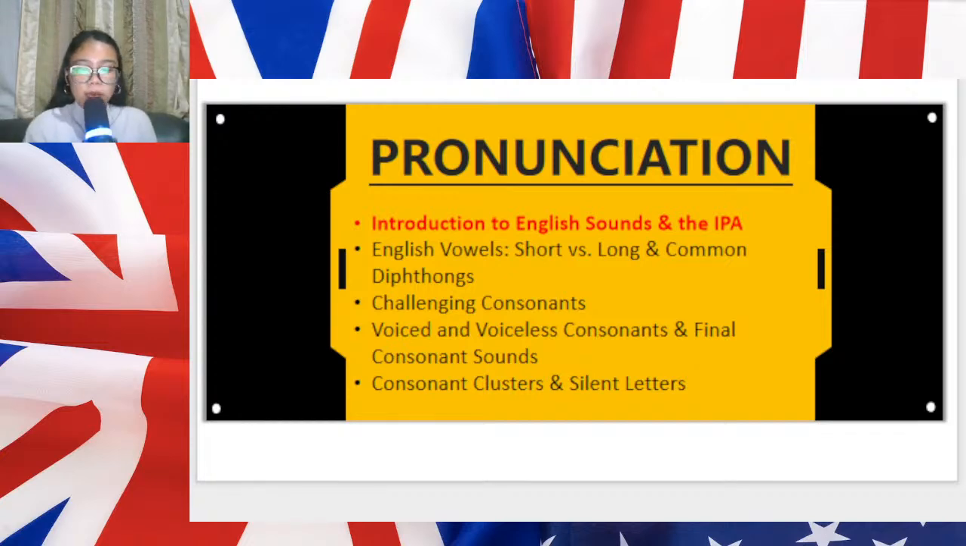Now, the beauty of the IPA is that each symbol represents only one sound and each sound is represented by one and only one symbol. No more guessing, so it cuts through all the spelling confusion and focuses purely on how sounds are really made.